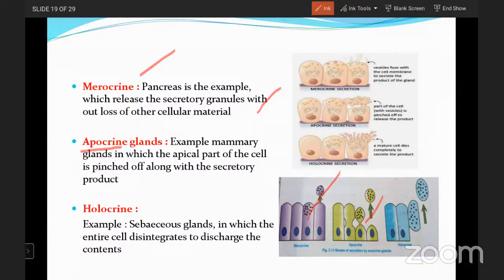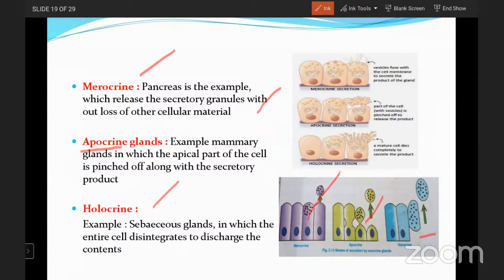But the third, holo means complete. Here, example, sebaceous glands, in which the entire cell disintegrates to discharge the material or secretory product. The entire cell disintegrates here. So that is the holocrine method.